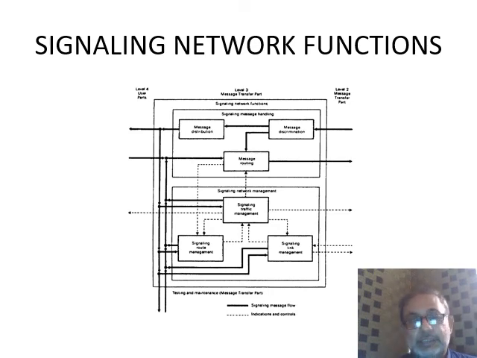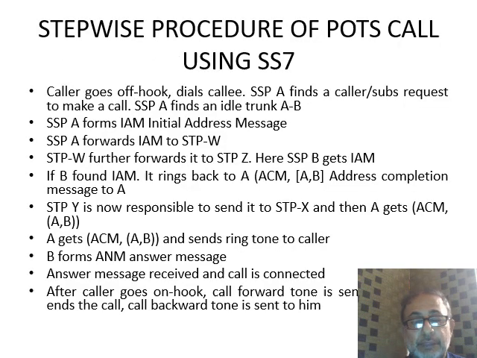Here you can see layer 2 over here and layer 4 over here, and the functionalities of layer 3, which include the routing and addressing, the traffic management and the link management, all done at layer number 3. Also the message discrimination. Here we can see a procedure for initiating a PSTN call.